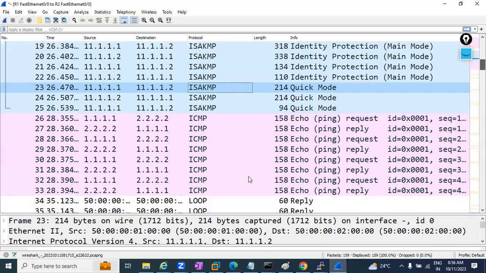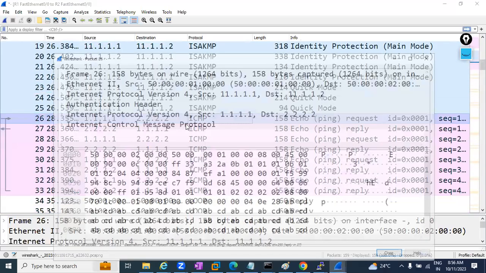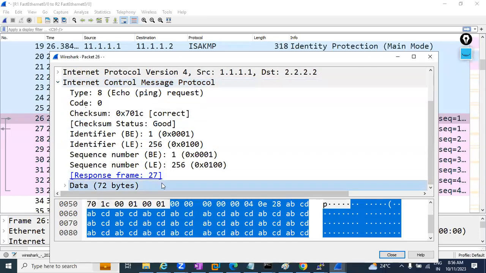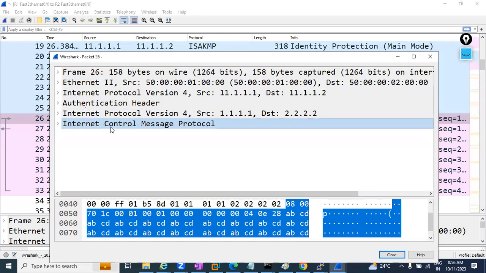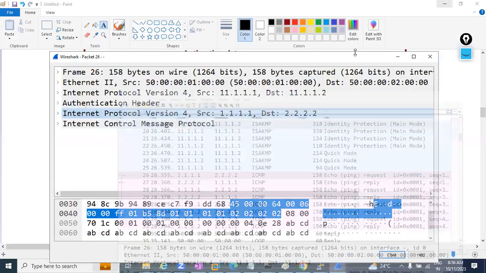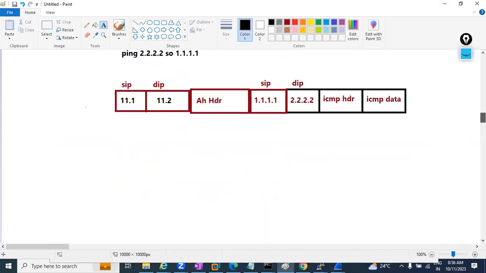ICMP. So let's talk from the bottom. This is the ICMP header. Inside that we have the ICMP data. So this is ICMP, and this is IP. This is what I'm talking about here, as I have mentioned.